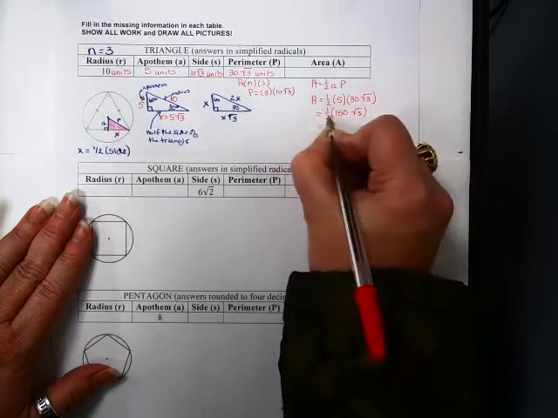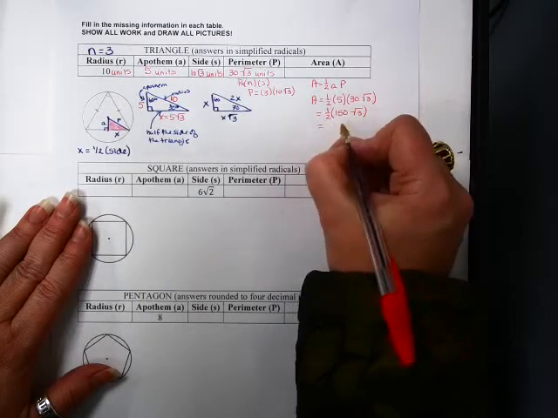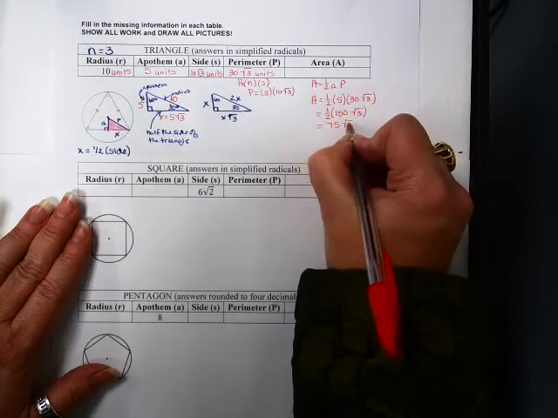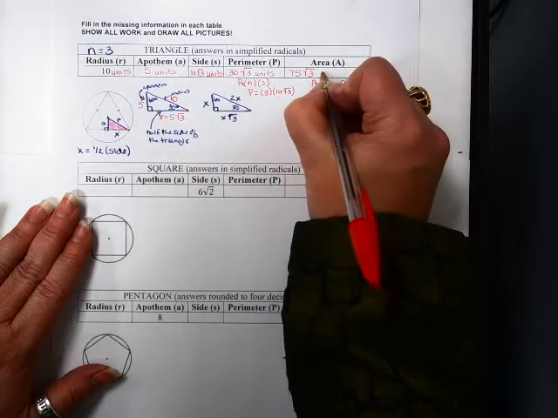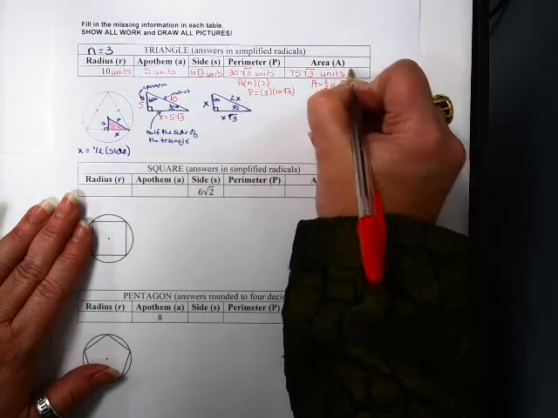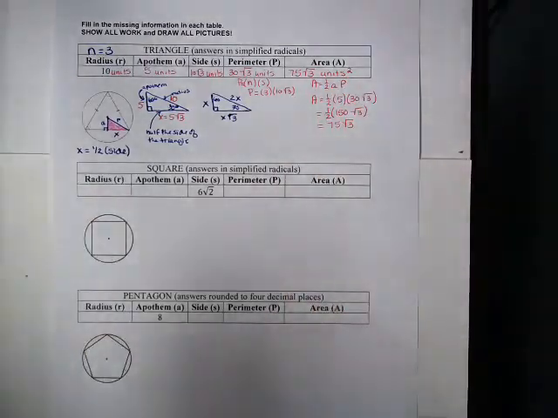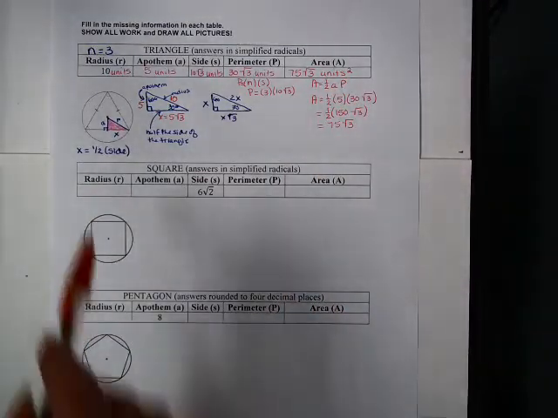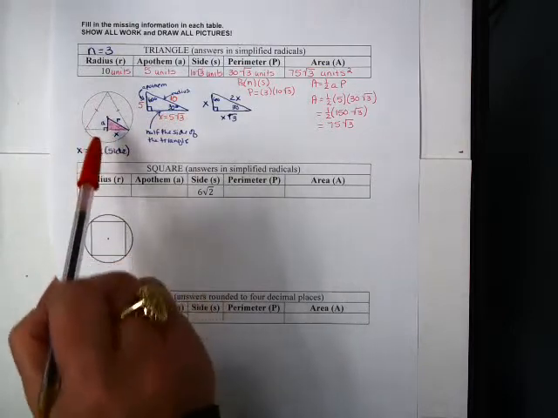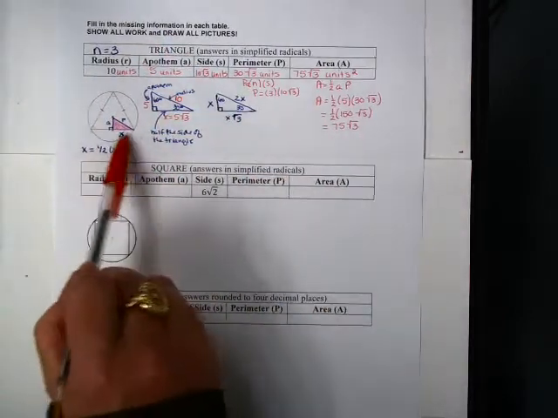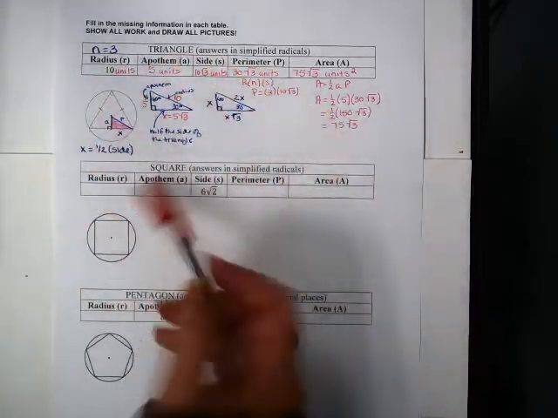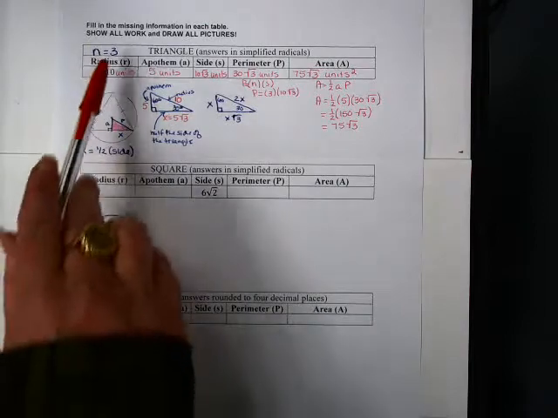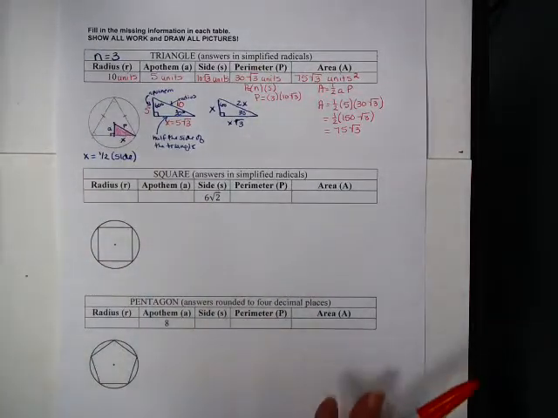And so that equals half of 150, which is going to be 75 rad 3. So that's going to be 75 rad 3, and yes, that's units squared. Okay, so we couldn't use our normal formula for this because we weren't given the base and we weren't given the height. All we were given was the radius. So that's how you find the area of a triangle when you're just given a radius.